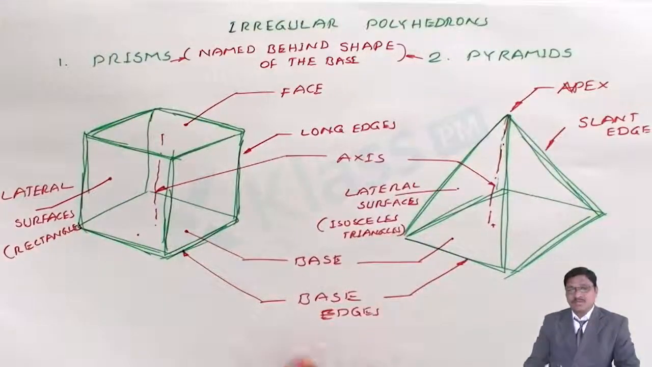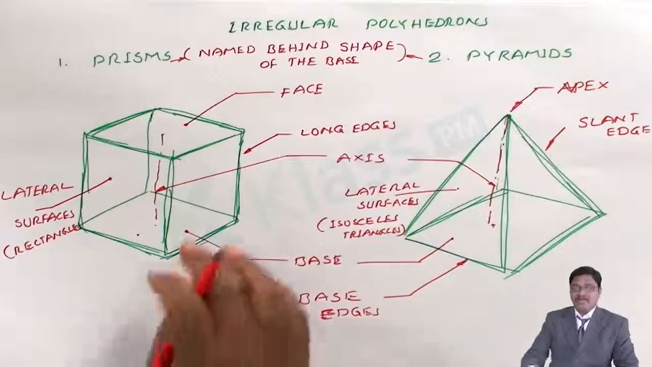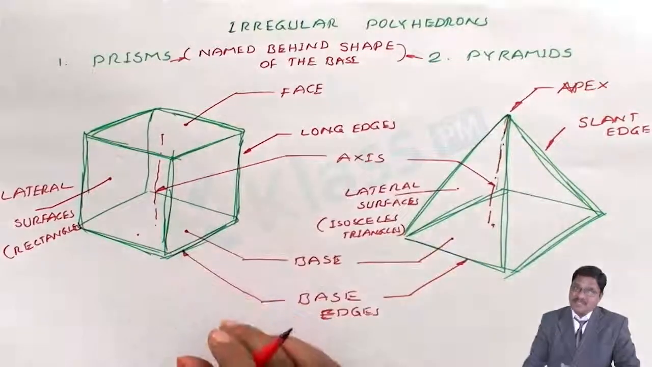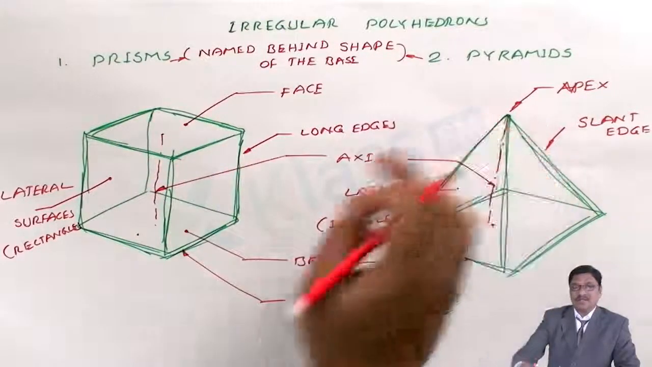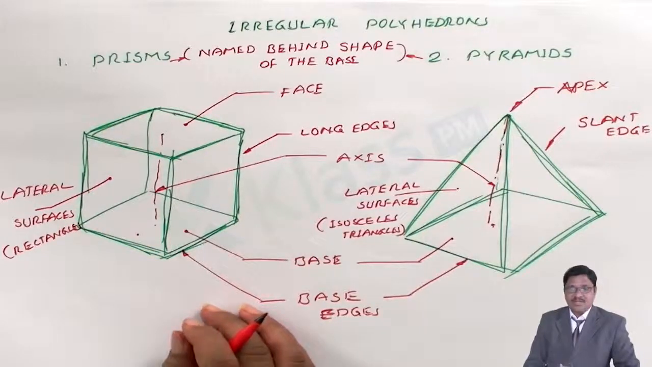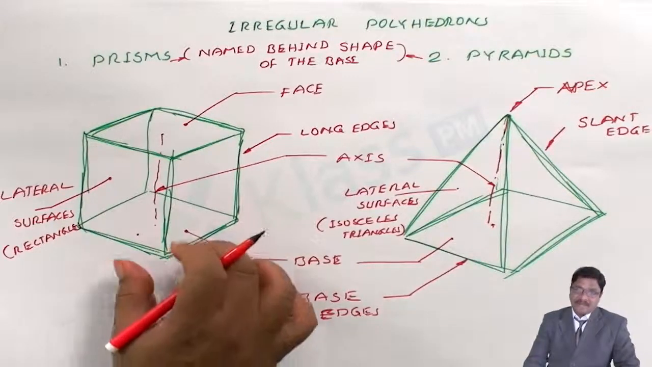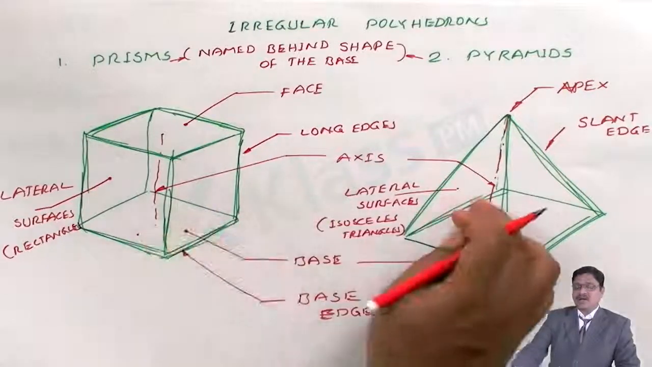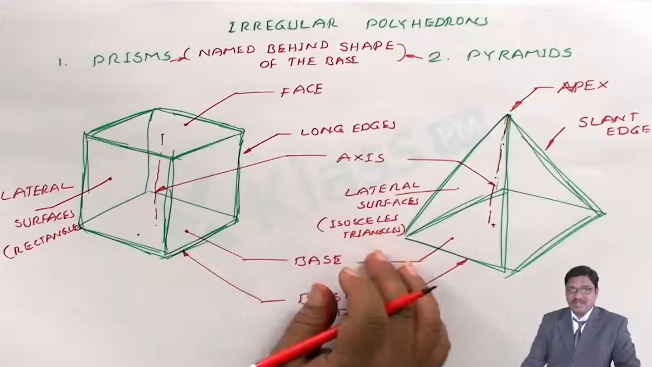Everyone has to keep this terminology in mind, because to make you understand, you have to remember all these things. Clear? Which is the slant edge, which is the long edge, and which is the base edge. It is known as the axis. The axis is equal to the height of the solid. Clear? Generally, prisms or pyramids are specified by the side of the base and the height of the object. The height of the object is also known as the axis line.